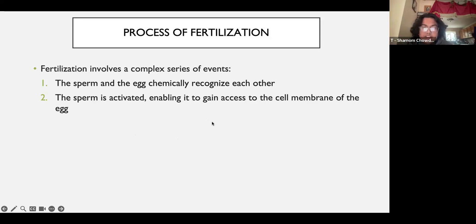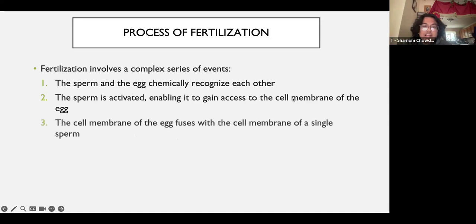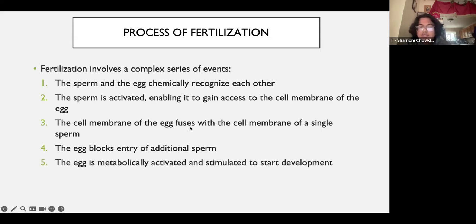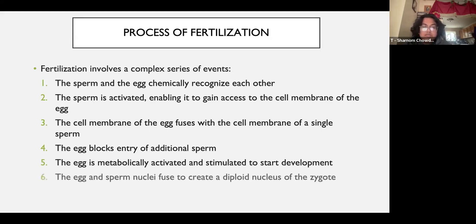The sperm has to be activated, so it gains access to the cell membrane of the egg. Then the cell membrane of the egg fuses with the cell membrane of a single sperm. The egg blocks any entry of additional sperm. Only one sperm can fertilize one egg. Then the egg eventually becomes metabolically activated and stimulated to start development. And lastly, the egg and sperm nuclei fuse, and you create a diploid zygote cell, which then eventually becomes a living organism.